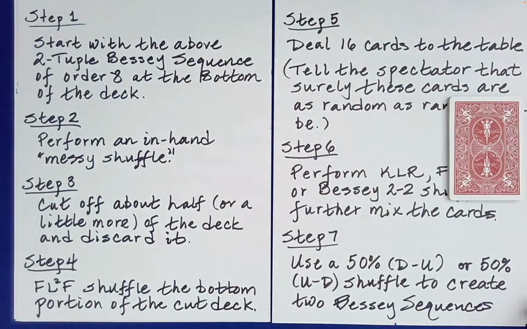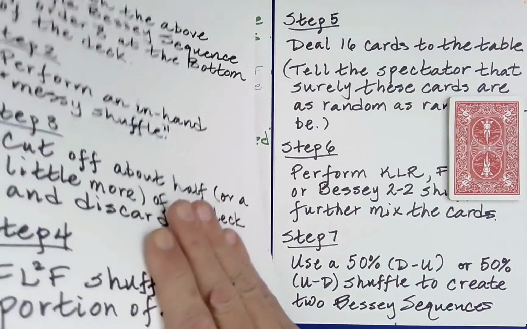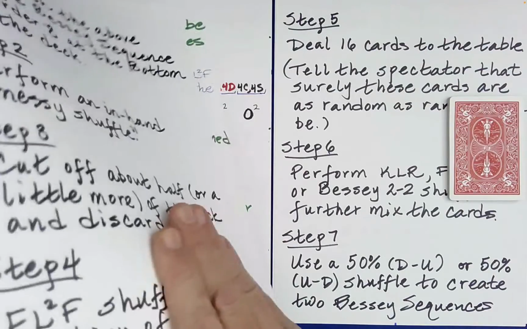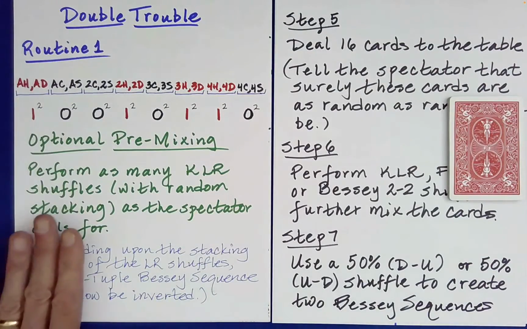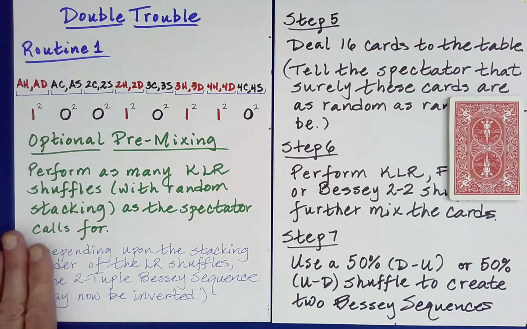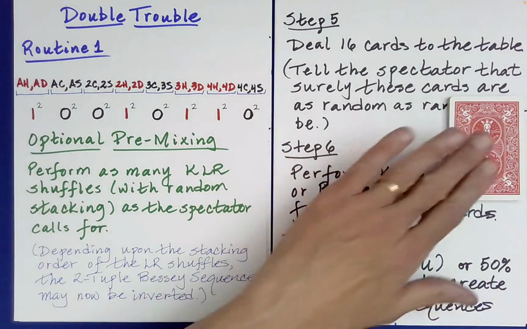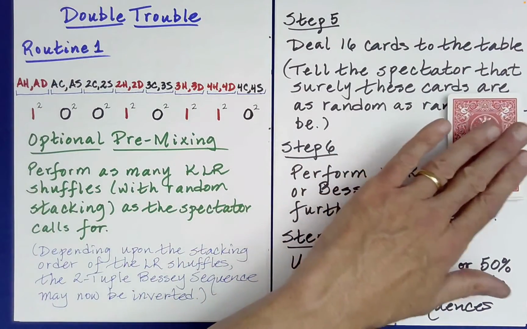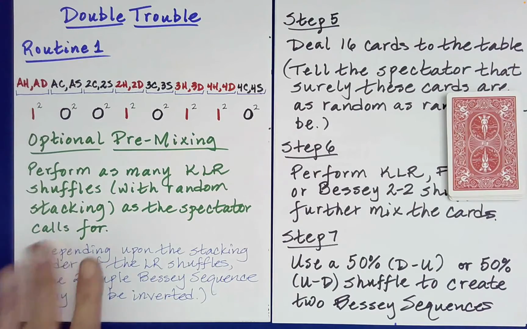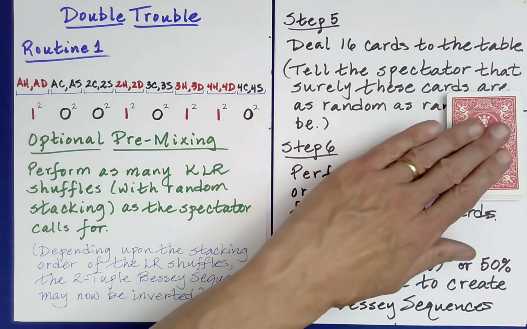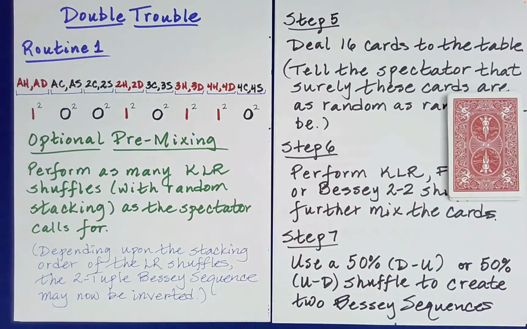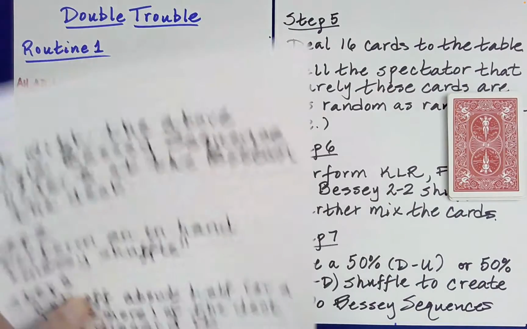I want to point out something here. Do you remember the optional pre-mixing? What I started with, when I gave you a whole bunch of different ways of mixing this without undermining its structure, those ideas actually apply at this point in this double trouble routine.